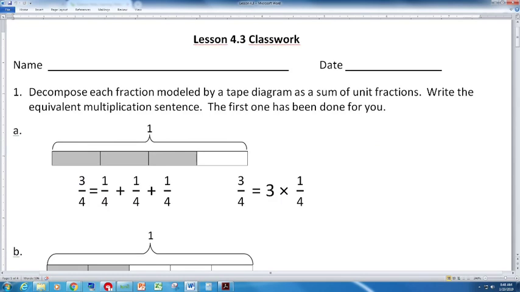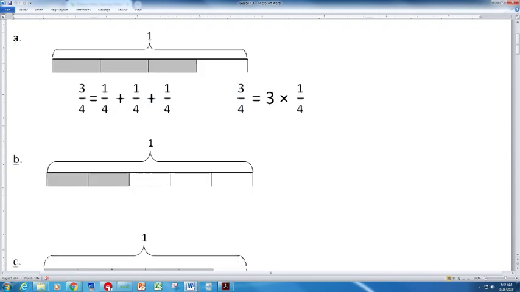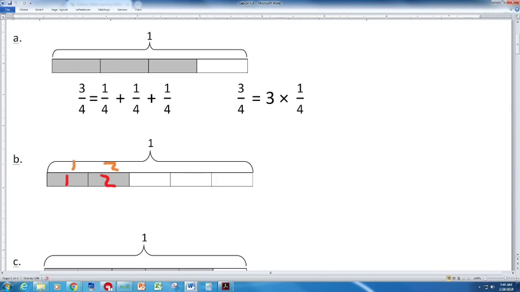Okay, so if we go down to B, B has a total of how many shaded? 1, 2. And how many total boxes does it have? It has 1, 2, 3, 4, 5. So 1 equals 5 over 5.